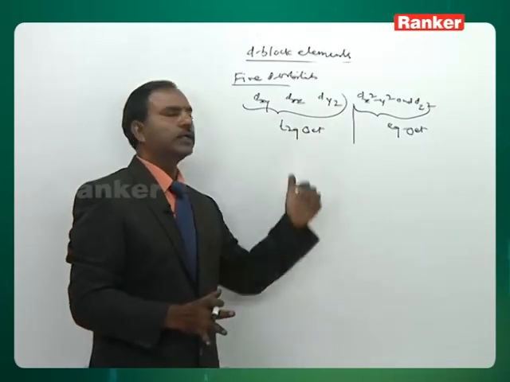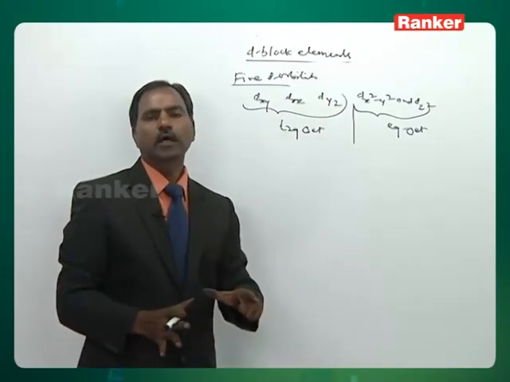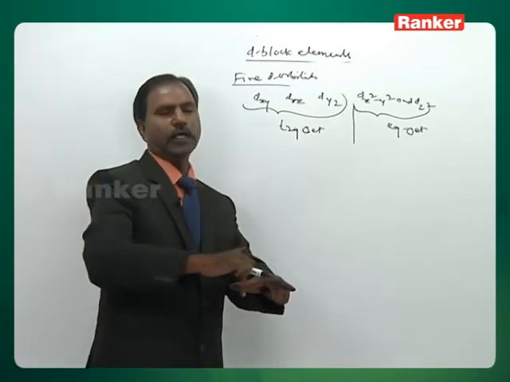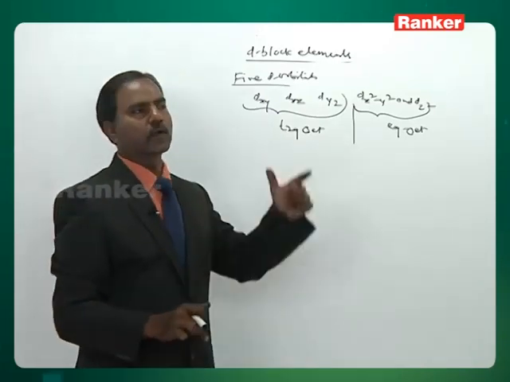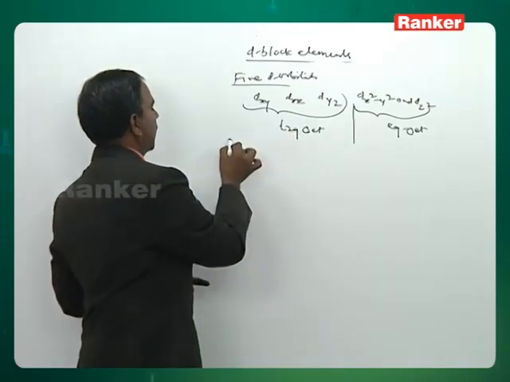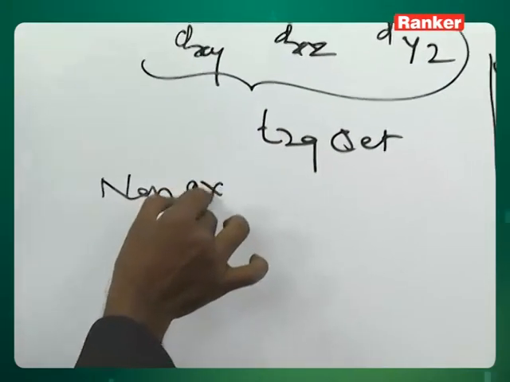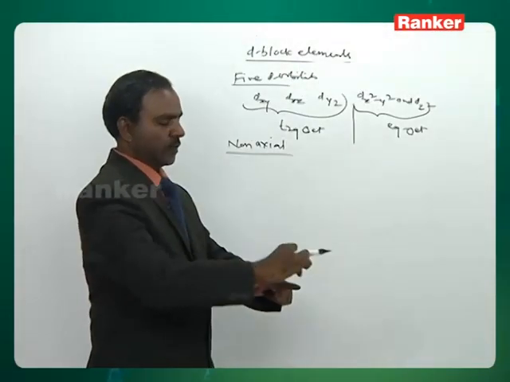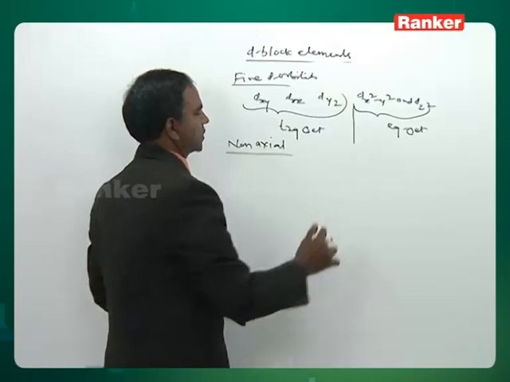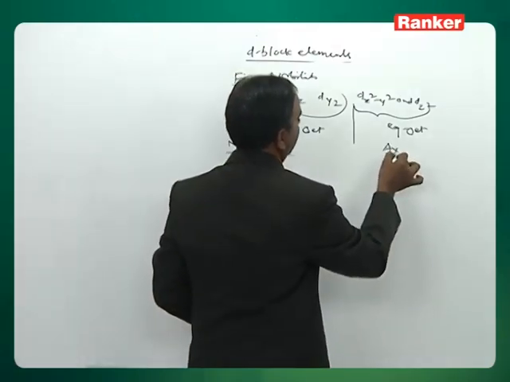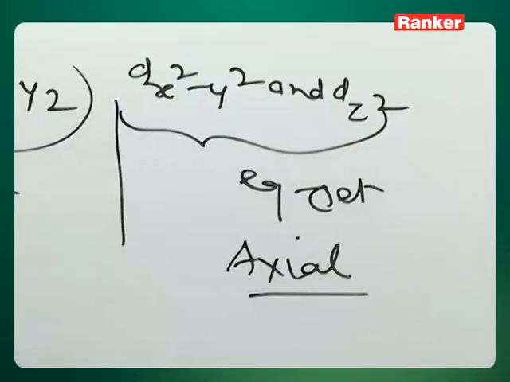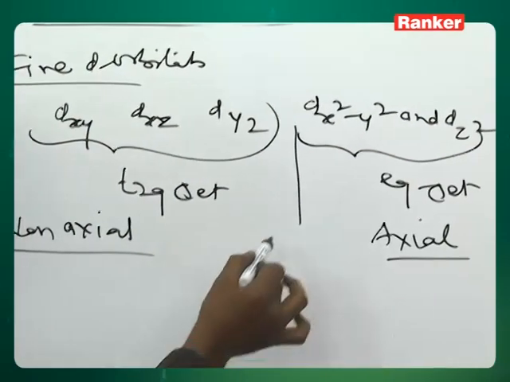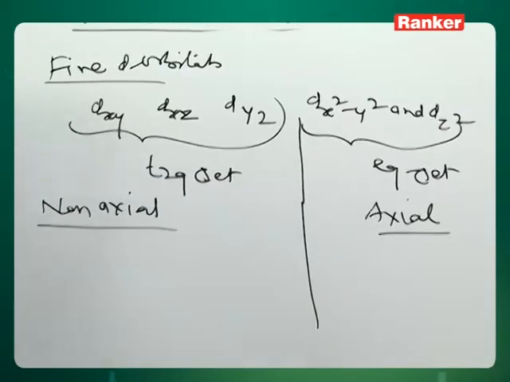Remember, in the case of the T2g set of orbitals, the lobes are oriented in between the axes. These are known as what? Non-axial orbitals. In the Eg set, the lobes are actually oriented along the axes. These are generally known as axial orbitals. Let us see the shapes of these d orbitals.